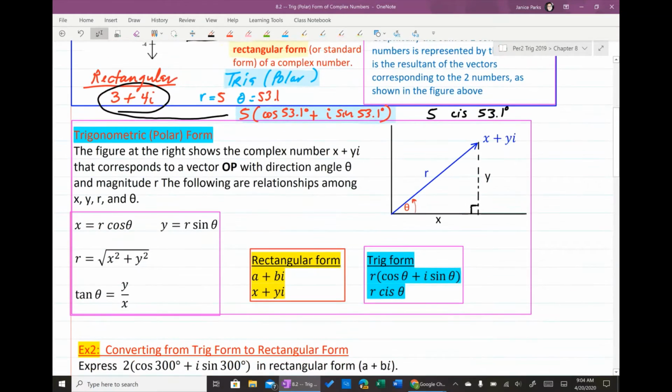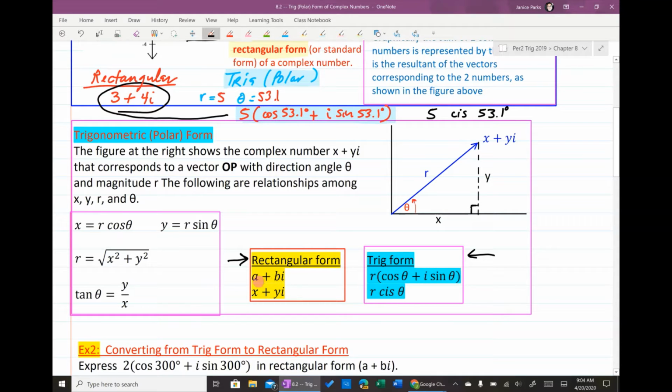So here we go. And these are just really the ones that you should look out for. So we have rectangular form and we have trig form. This is a long version of trig form and this is a shortcut. I don't care which one you use. When you're writing the shortcut version, there really should be a little bit more space between the r, the cis, and the theta, but we'll talk about that.